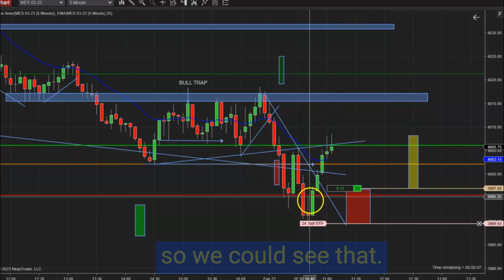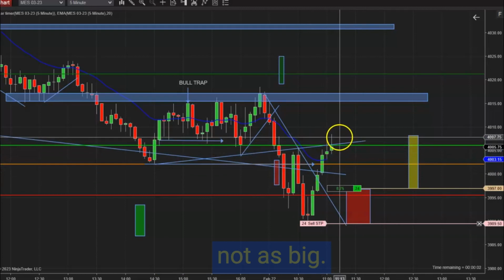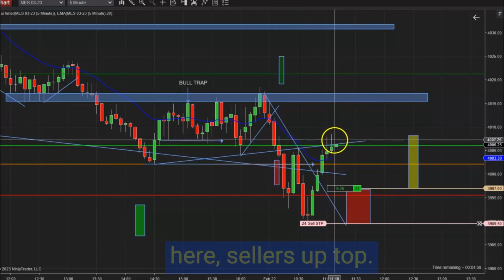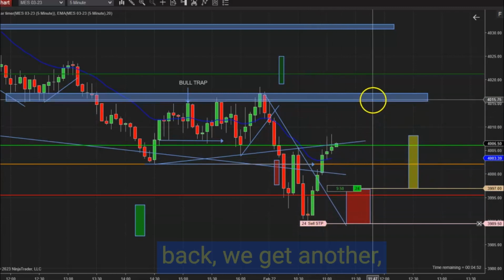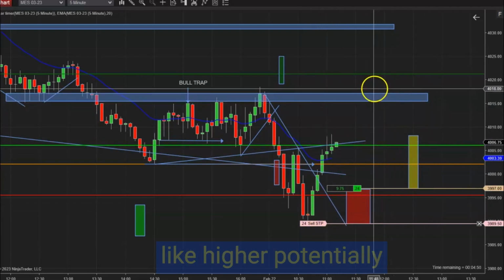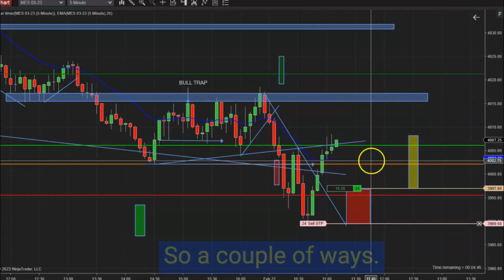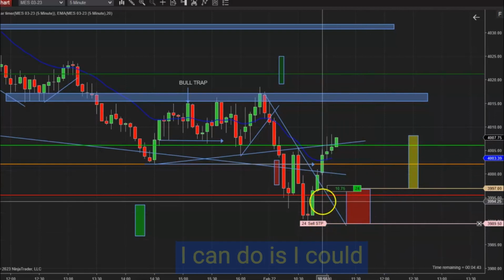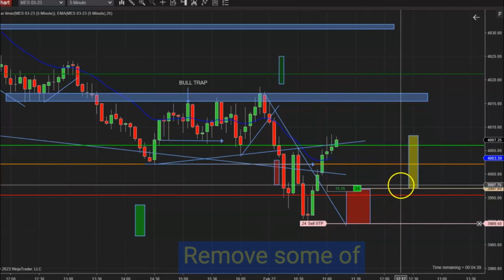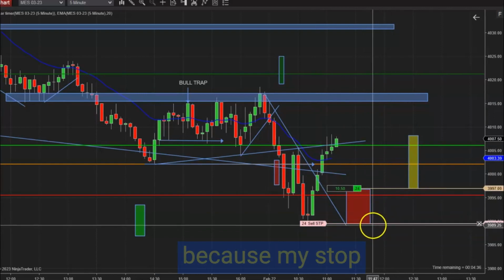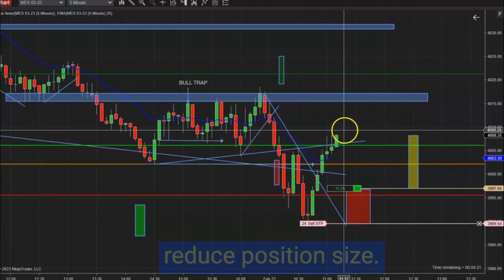We could see that big bull, big bull, big bull, bull bar, but not as big. And now same thing here, sellers up top. But still, you have to expect that if the market does pull back, we get another leg higher, potentially to the high of the day to start, and then we'll see what it does from there. So a couple of ways. One of the things I can do is scale out and remove some of my risk that way, because my stop needs to be here. So one way to reduce risk is to reduce position size.